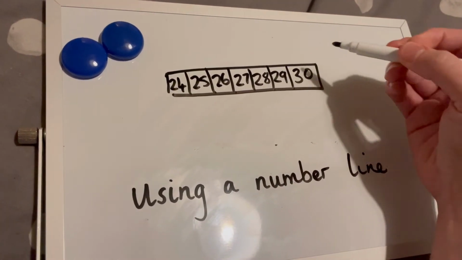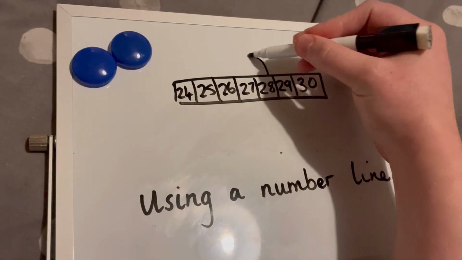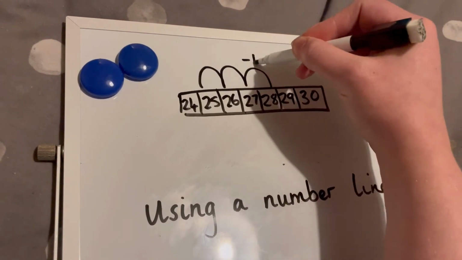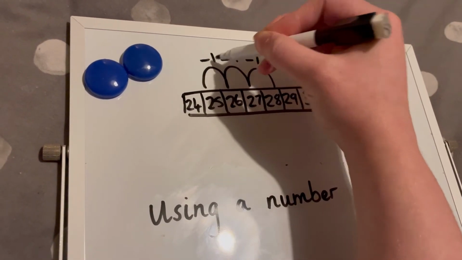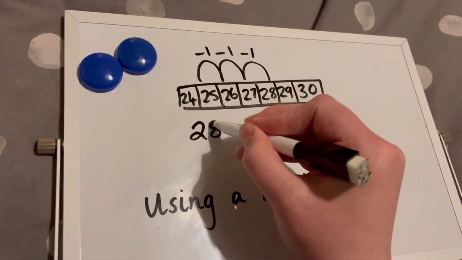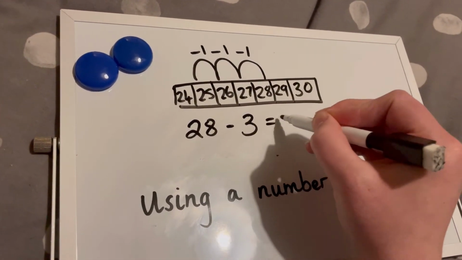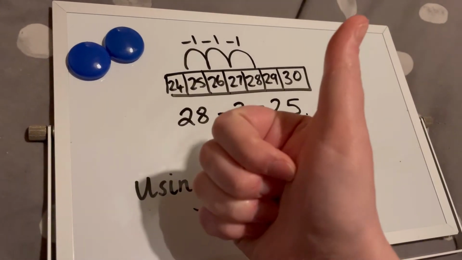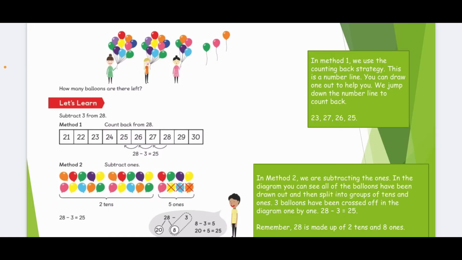Okay, so we know that there are 28 balloons altogether, and I'm going to jump back 3 spaces to show the 3 balloons that have flown away. So I've taken away 3 ones, and 28 take away 3 is 25. 28 take away 3, 27, 26, 25. So we're counting back down the number line.